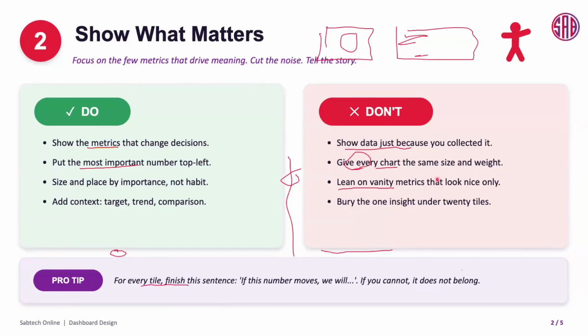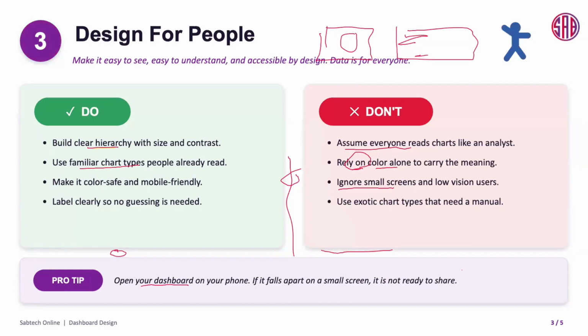Don't lean on vanity metrics that look nice only. Don't bring in metrics you feel look fancy, but people take long to understand. Then don't bury the one insight under 20 tiles. This means that when you have the insight you want the users to look at, let's say growth year on year, don't bury it behind more than 6 filters that someone has to filter to get the growth. No. So for every tile, finish the sentence, make sure that it is confined in one space.